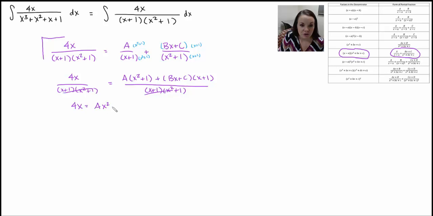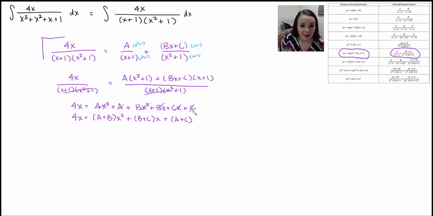And I can distribute that a, and I can FOIL out this second part here. So I end up with bx squared plus bx plus cx plus c. And then I can group like terms. So the left-hand side stays the same, and I end up with a plus b x squared. Those are my x squared terms. I end up with b plus c are my x terms. That takes care of my x terms. And then a plus c are my number terms.